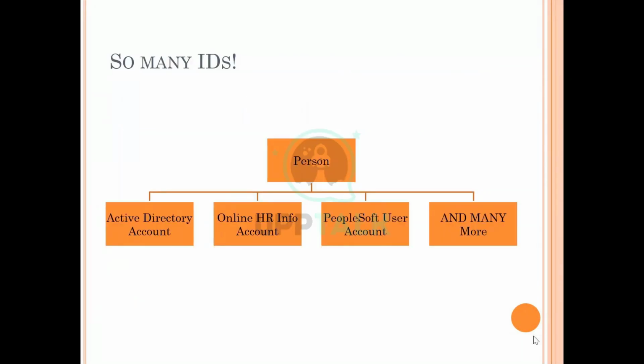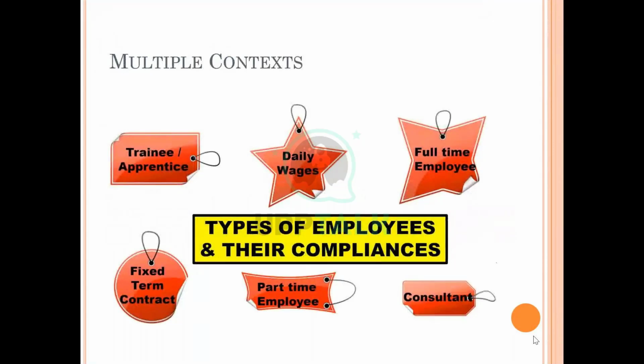Okay, so many IDs for a user. They will have multiple accounts, and for each account they have different IDs, multiple contexts, because a company doesn't have a simplified approach for employees. They have different types of employees: full-time employee, part-time employee, daily wages, contractor, fixed-term contractor, hourly-based contractor. So multiple contexts are involved. All this together makes the organization very complex to maintain their employees, their compliance, and other hierarchies.